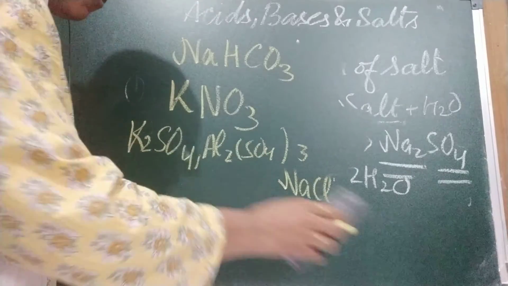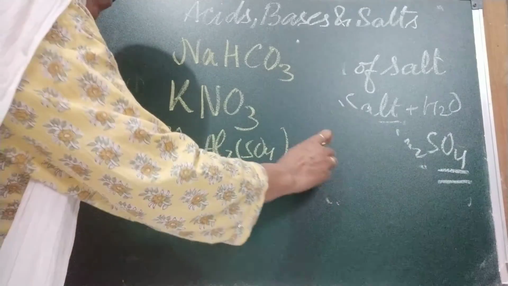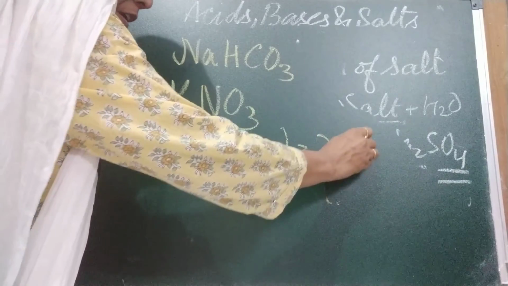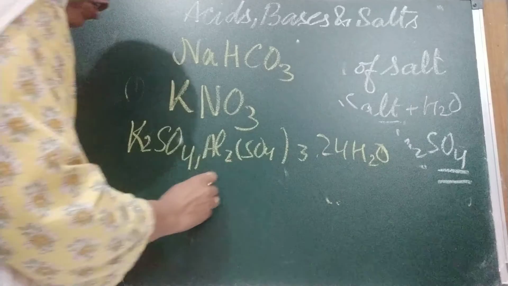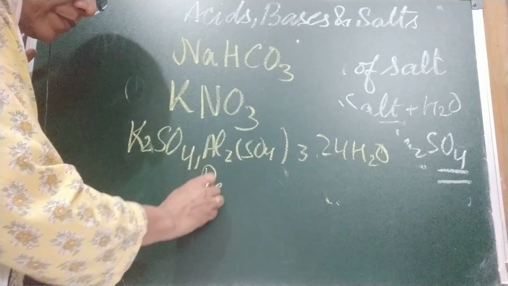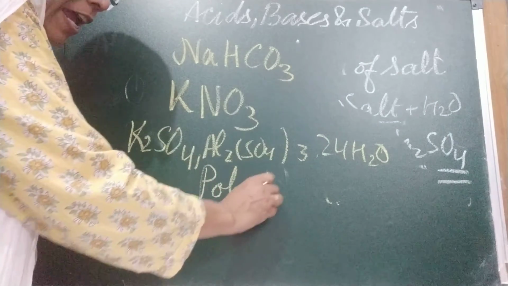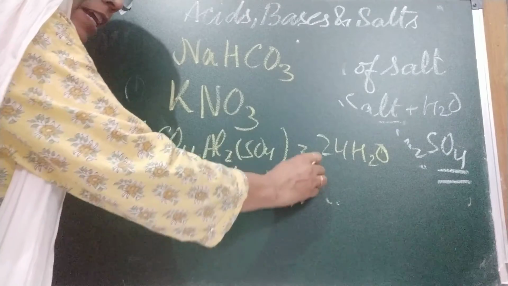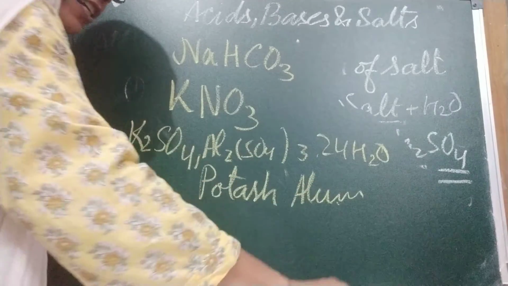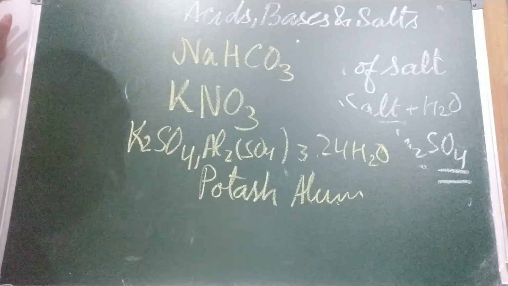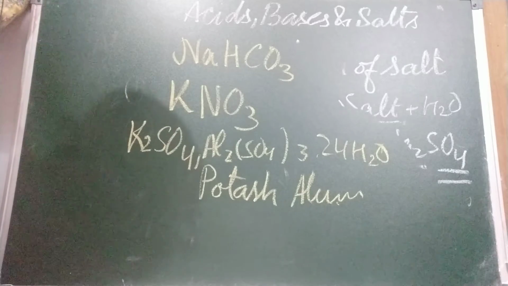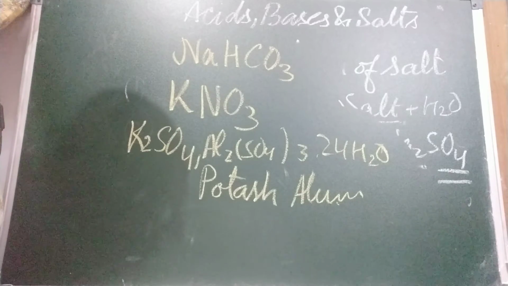Water molecules are also present. Together we call it potash alum. In Hindi the common name is fitkari. It is used to purify water.